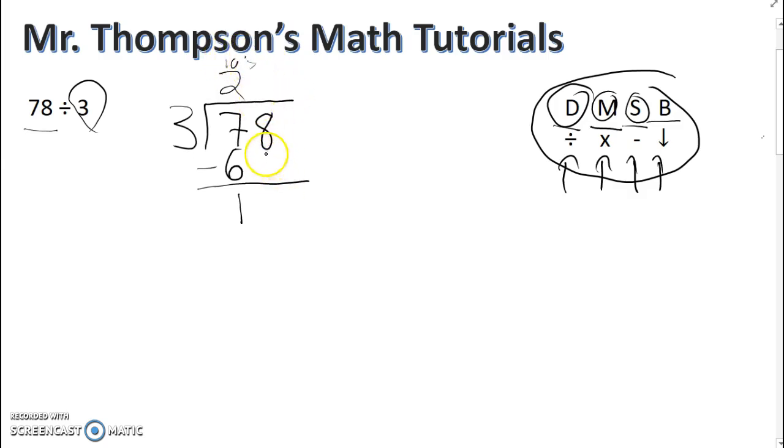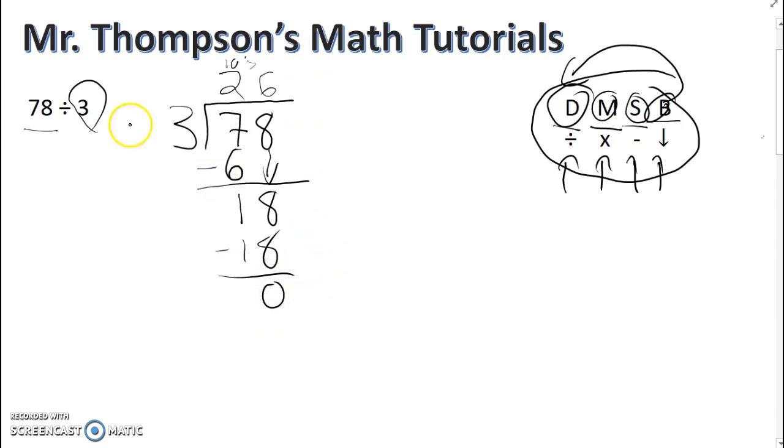Now what I'm going to do is bring down this 8. So I bring down this 8 to here. Once I've brought down, I go all the way back to the beginning. So again, I'm going to start with divide. How many 3's are in 18? There are 6 3's in 18. 6 times 3 is 18. I subtract, I get a 0. And there's nothing left to bring down, so I can see that the number of 3's in 78 is 26.